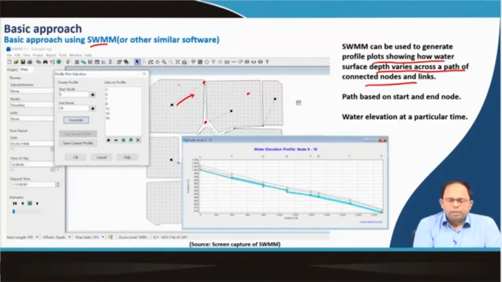So, we need to find the path in which water will flow from node 9 to node 18. Once we determine the path, this is what is shown. This is the path: the start node 9, then it goes to node number 10, then to node number 21, 22, 16, 24 and so on.